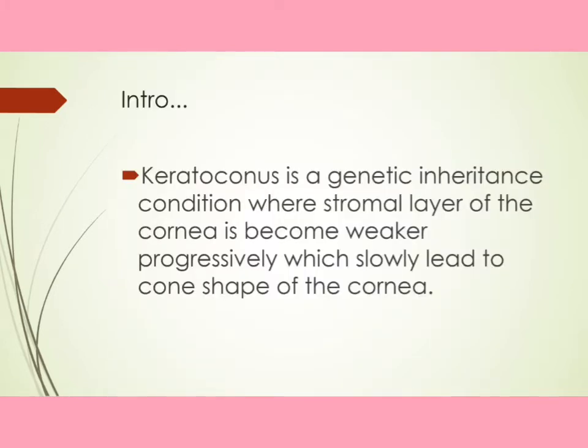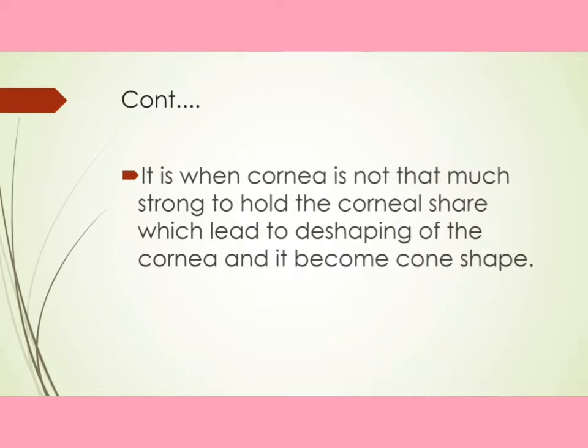Keratoconus is a genetic inheritance condition where the stromal layer of the cornea becomes weaker progressively, which slowly leads to a cone shape of the cornea. So it means that the cornea is not that strong in keratoconus, so the corneal shape cannot be retained, and it gets misshapen with gradual time. Okay, so that is keratoconus.